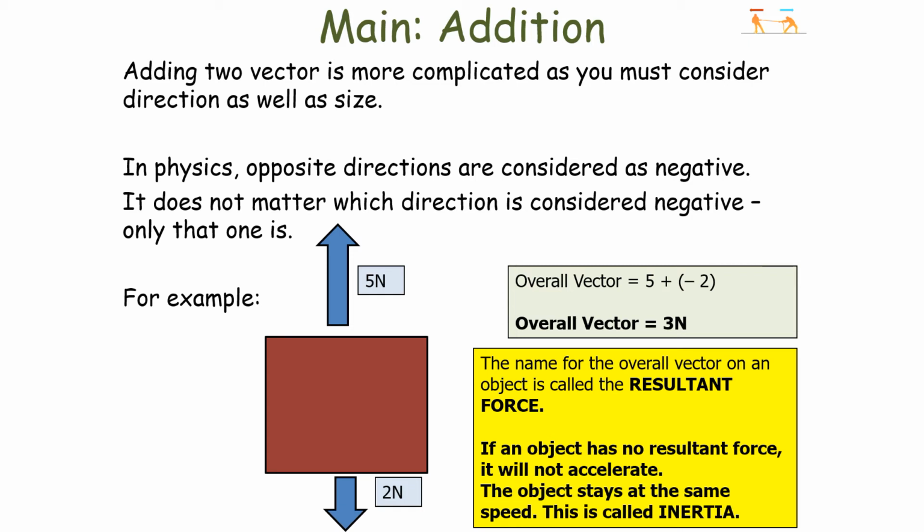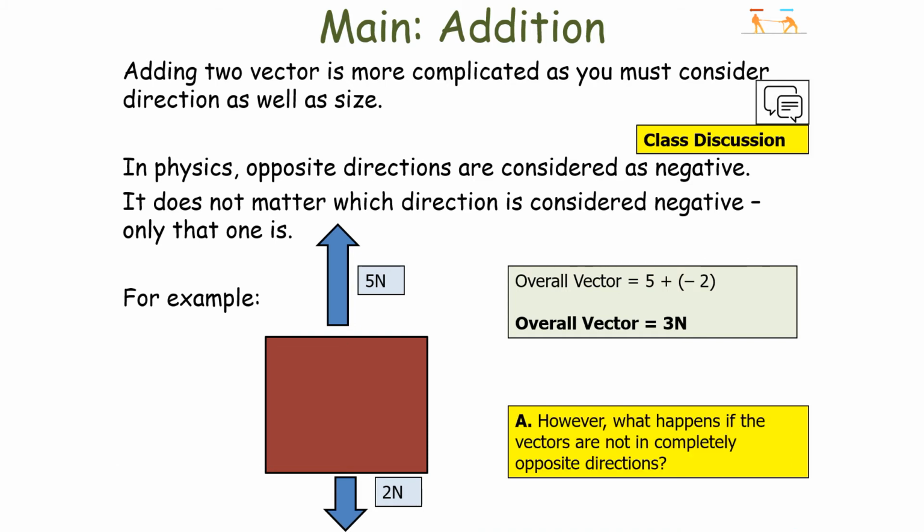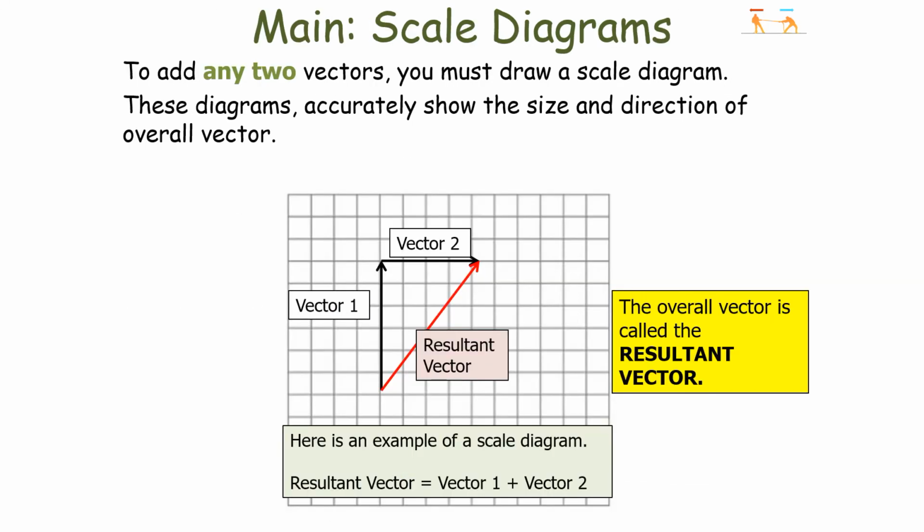Now, this particular property is called inertia, and it's Newton's first law of physics, his first law of motion, which is a fundamental rule of the universe. But what happens if the vectors are not completely in opposite directions? Well, to add any two vectors, you've got to draw something called a scale diagram. Now, these diagrams accurately show the size and the direction of the overall vector.